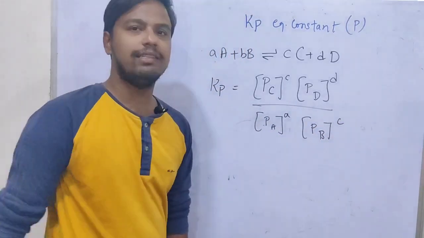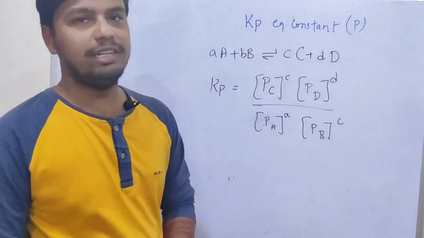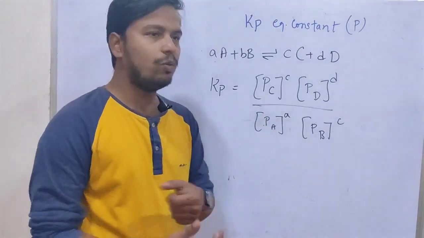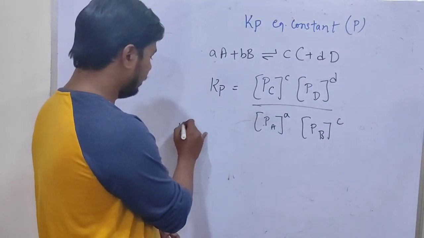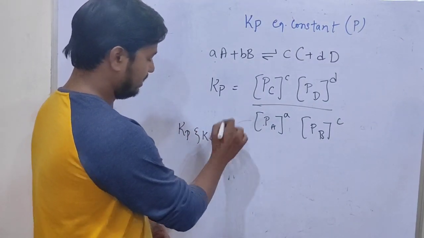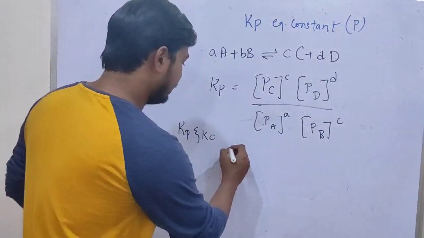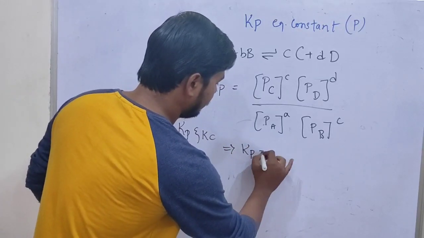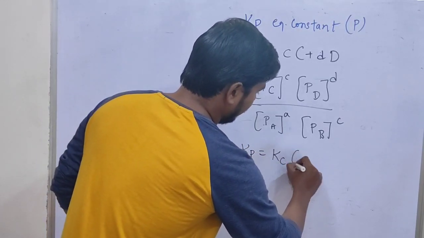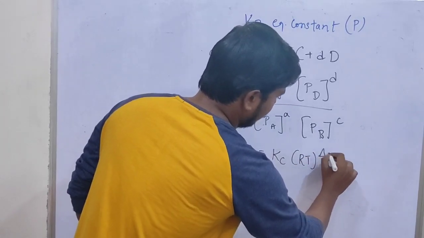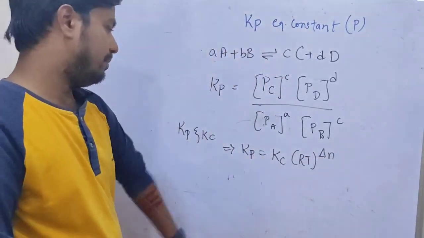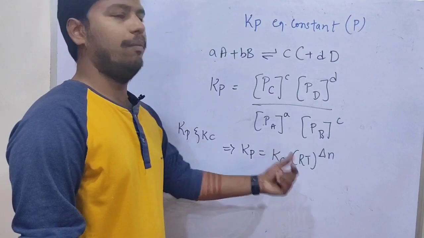Very easy, no? It is Kp, a pressure term. Now we should see the relation between Kp and Kc. We can say that Kp is equal to Kc into RT power delta N. This is the formula you should remember. So that is the relation between Kp and Kc.